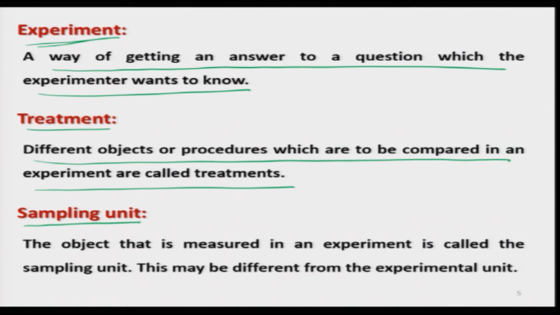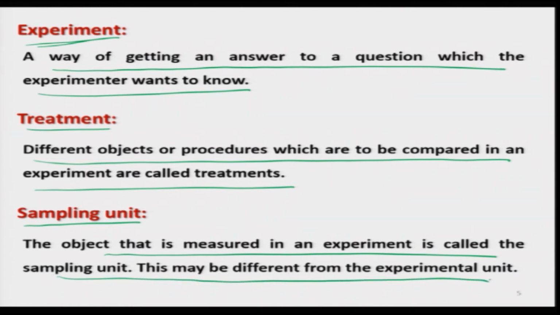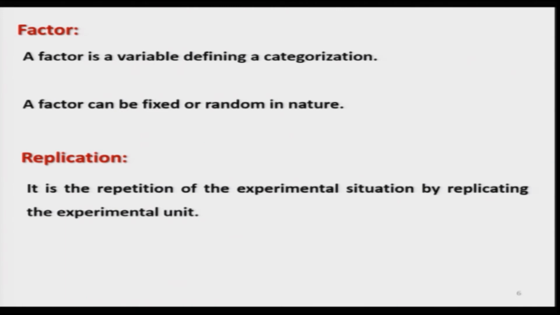Then the definition of a sampling unit says that the object that is measured in an experiment is called the sampling unit, and this may be different from the experimental unit, right. Whenever we are trying to do an experiment, we want to obtain some values of the study variable or the outcome variable which are going to be analyzed further. So, the question here is: when you are giving the treatment, what are you really going to measure? For example, when you are giving doses of the medicine to patients, you are trying to record the body temperature using a thermometer, right. So, in this case, the sampling unit is the patient on whom you are trying to get the body temperature.